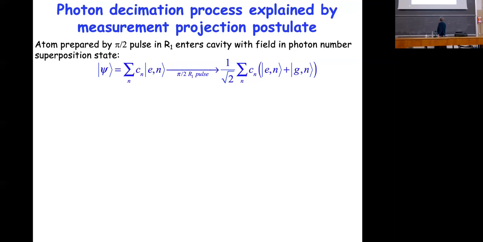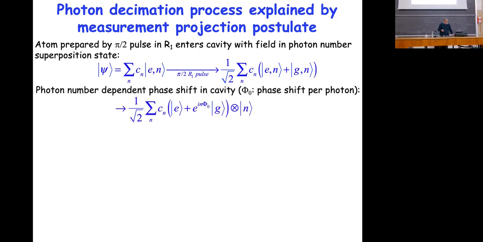What does the first Rabi pulse do? It transforms E into E plus G. So you get now a state which is Cn |E,n> plus |G,n>. It's not an entangled state, it's a product of a field state by E plus G. Okay, so you have this state, and now what do you measure? What happens when the atom crosses the cavity? This part of the wave function is affected by the phase shift e^{i n phi naught}, and now the system is entangled. Because you see that the number of photons is imprinted on the phase of the atom, so now we have an entangled state.